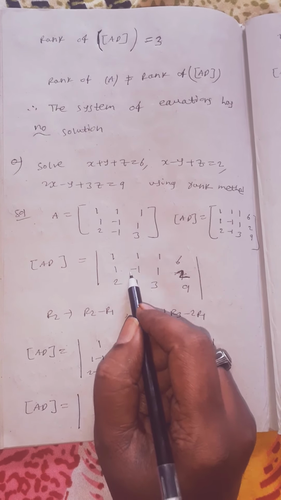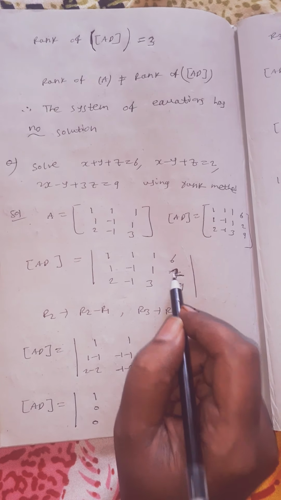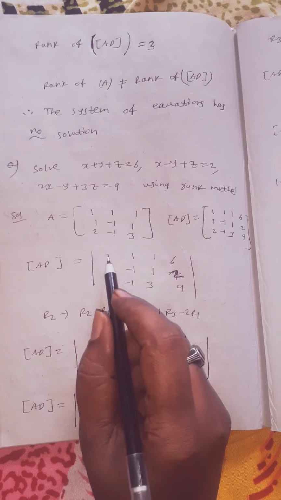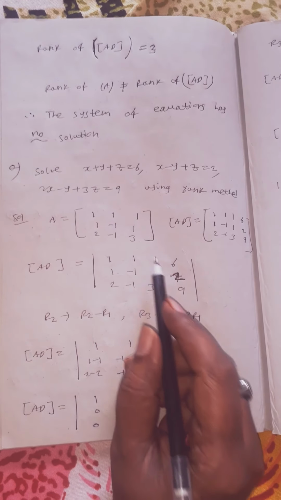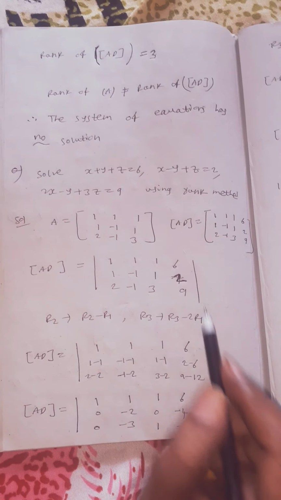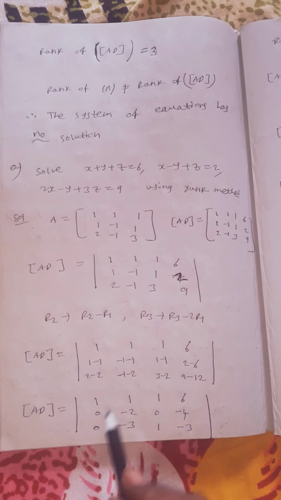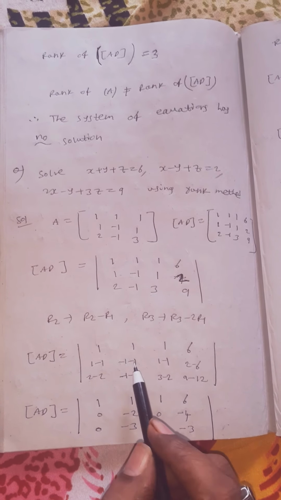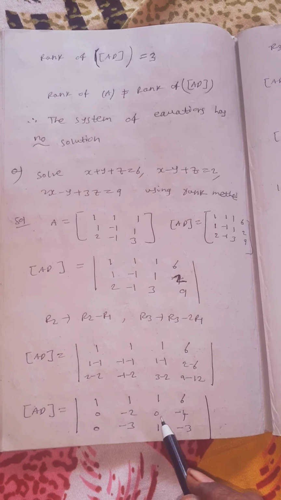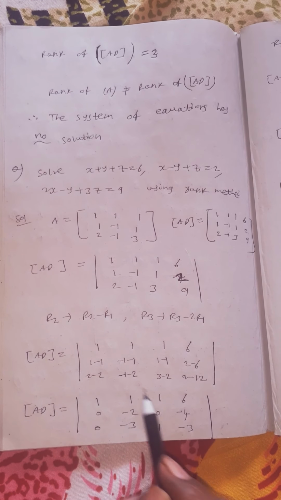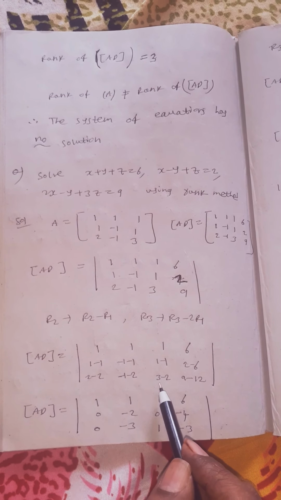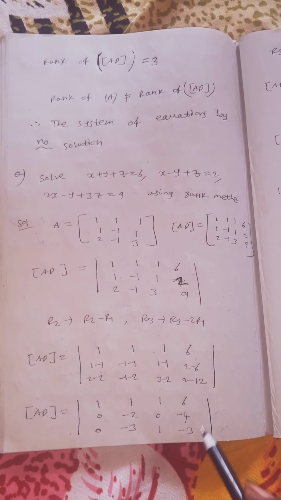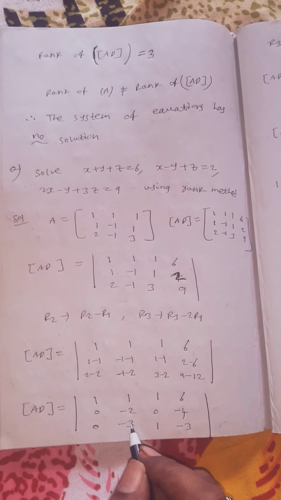So I wrote the first row as it is. 1 minus 1, minus 1 minus 1, 1 minus 1, 2 minus 6. Next, 2 minus 2, 1 minus 2, minus 1 minus 2. Next, 3 minus 2, 9 minus 6, which is 12. So I wrote the first row as it is: 1 minus 1 is 0, minus 1 minus 1 is minus 2, 1 minus 1 is 0, 2 minus 6 is minus 4. 2 minus 2 is 0, minus 1 minus 2 is minus 3, 3 minus 2 is 1, 9 minus 12 is minus 3. Now what is our task?